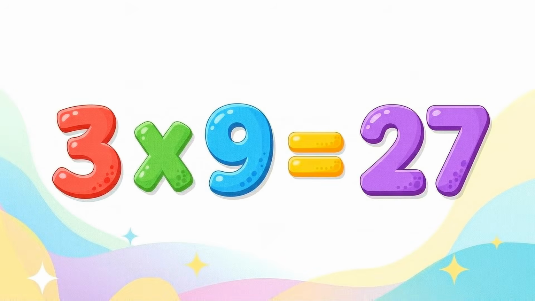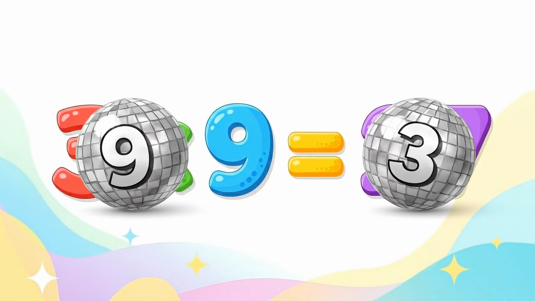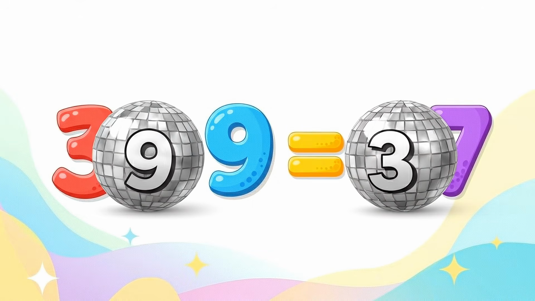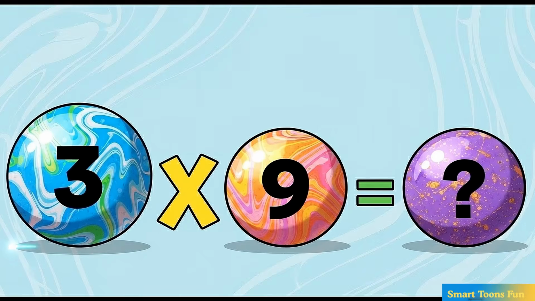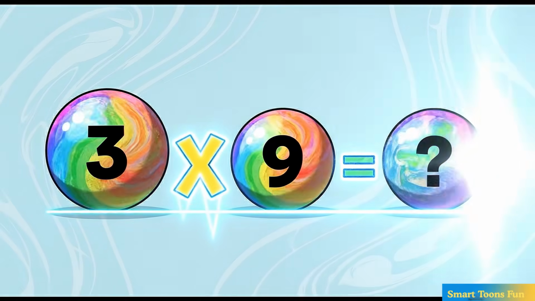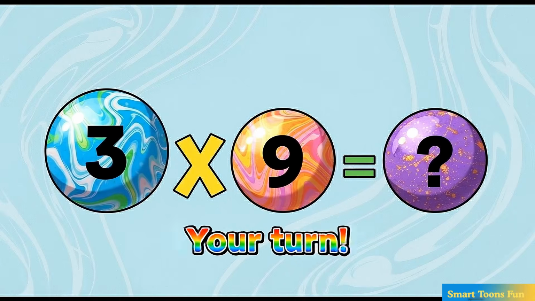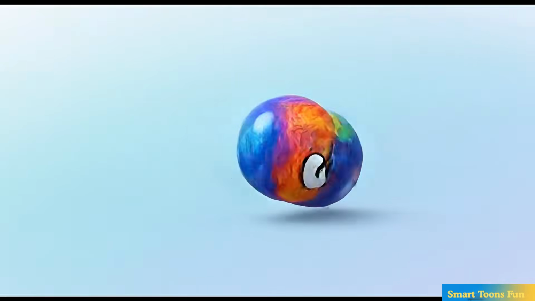3 9s are equal to 27. Let's repeat it. 3 9s are equal to 27. And repeat it again. 3 times 9 equals 27. Now it's your turn. 3 times 9 equals... The answer is 3 times 9 equals 27.